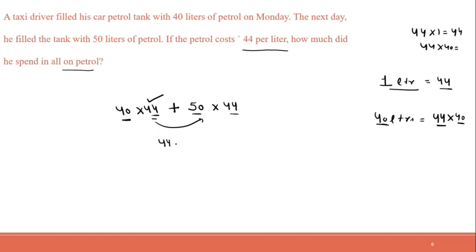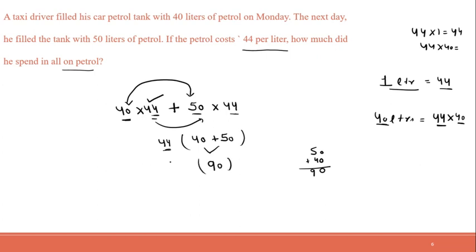So 44 is common. This is the rate of petrol. Now we will just add the quantities he bought on Monday as well as on the next day, right? So on Monday he bought 40 liters. Then on Tuesday he bought 50 liters. In total, what quantity of petrol did he buy? 50 plus 40, so it is 90 liters of petrol in 2 days at the rate of 44.